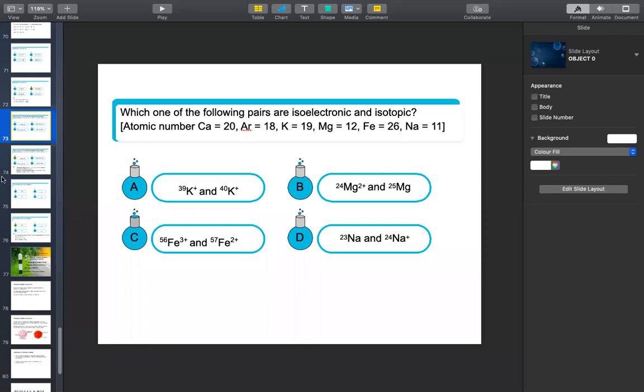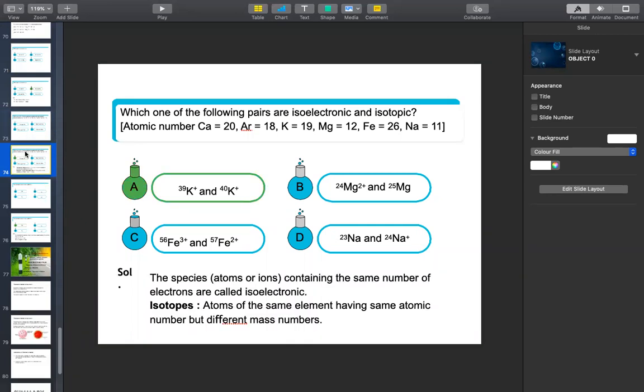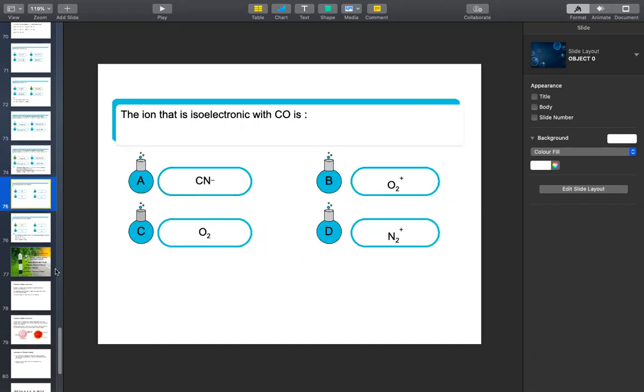Done. Everyone got the answer. Answer is A. Isoelectronic and isotopic: isoelectronic means same electrons, and definitely K plus and K plus have the same electrons. Isotopic, no need to spend time on this. This is the easiest question I have asked. Potassium and potassium with different masses, same element, means isotopes.